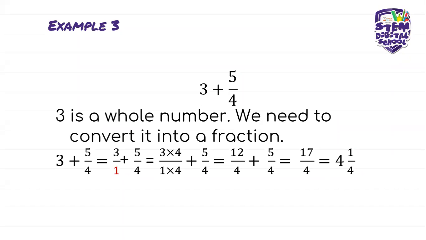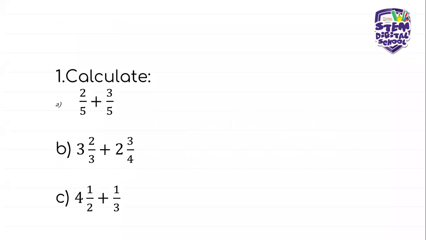Now, in this case, once you have converted your 3, you'll see that you can write it in the form of a fraction. 3 is the same as 3 over 1. And we can see that I've put the 1 in red. And then we can just add 5 over 4 to that. So 3 plus 5 over 4 is the same as 3 over 1 plus 5 over 4.